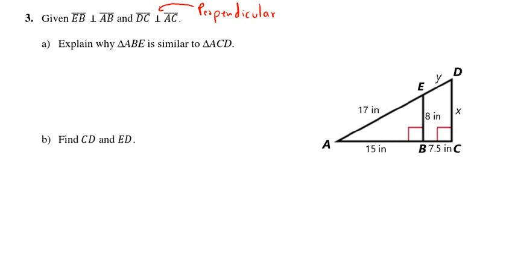What does it mean? EB perpendicular to AC creates a right angle. DC perpendicular to AC creates another right angle. So it's not really a question, it's basically telling you that they are already similar. Your job is to explain why these two triangles are similar, why triangle ABE is similar to triangle ACD. Why are they similar?